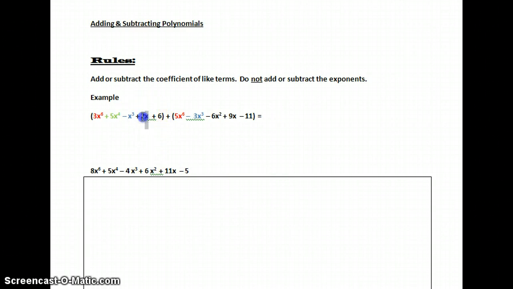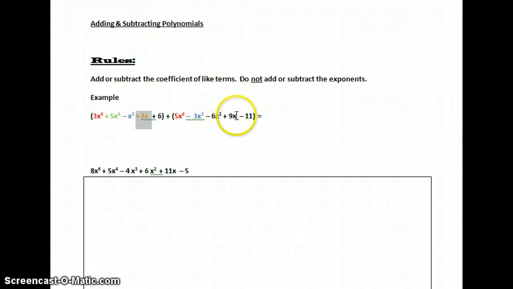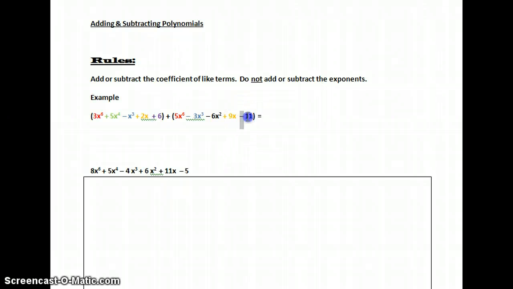Now I go for my single x. I've got plus 2x, which I'll put in orange, and plus 9x. So that's a simple 9 plus 2, giving me plus 11x. And then I go for the numbers. I've got plus 6 and minus 11. So I'm actually doing 6 minus 11, which is 6 plus negative 11, which gives me minus 5. And it's in simplest terms because there are no more like terms.